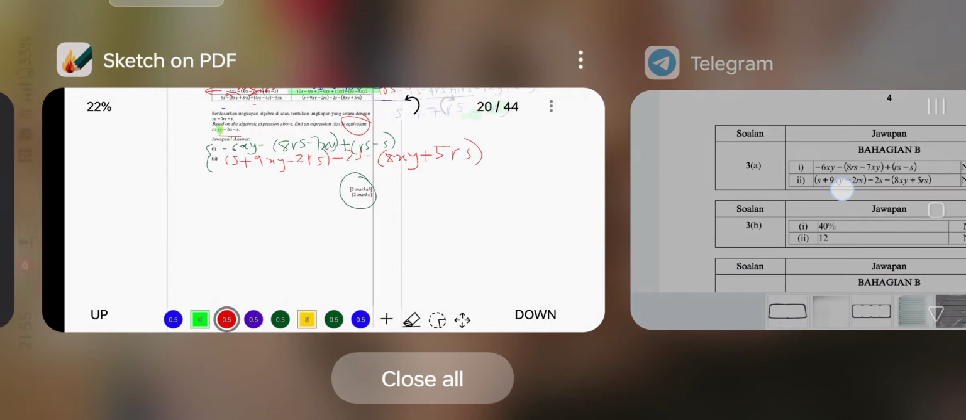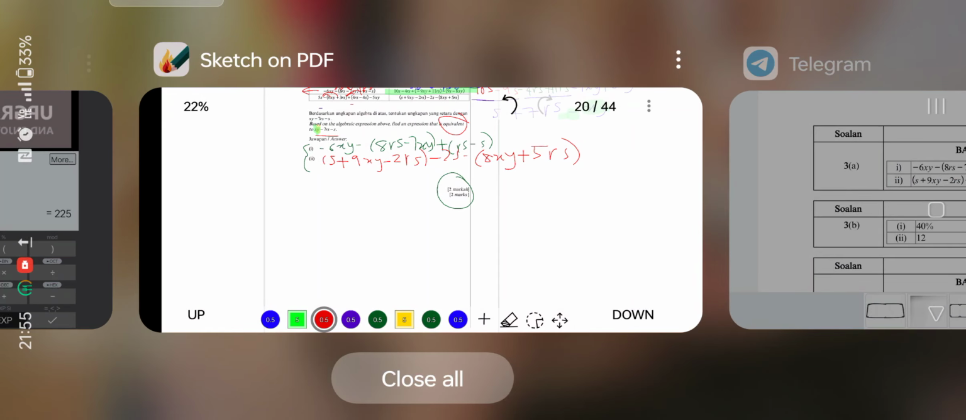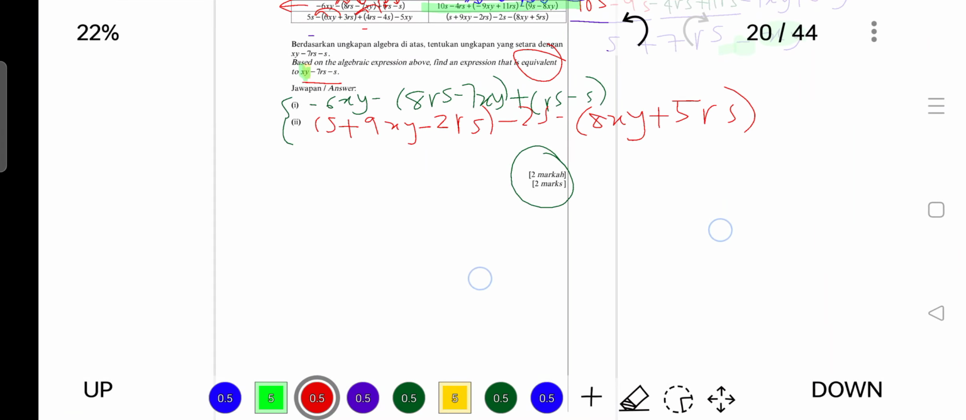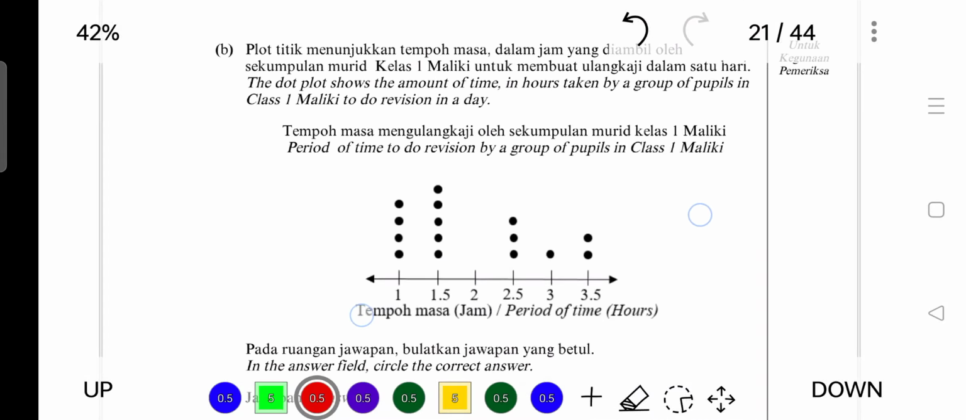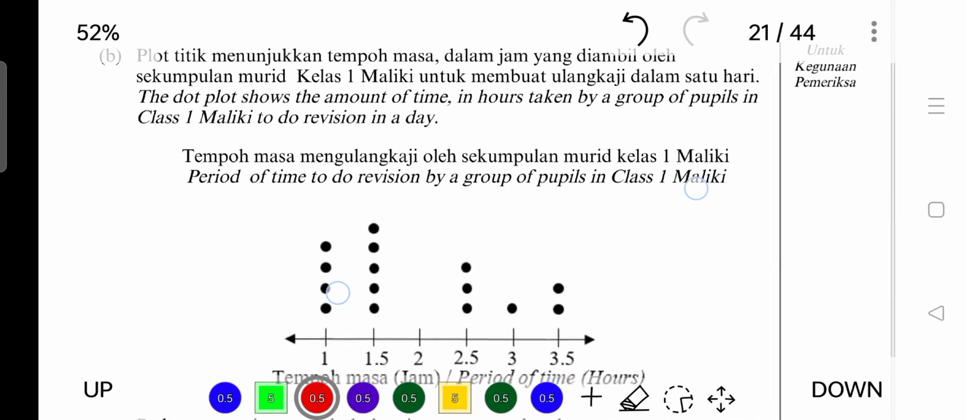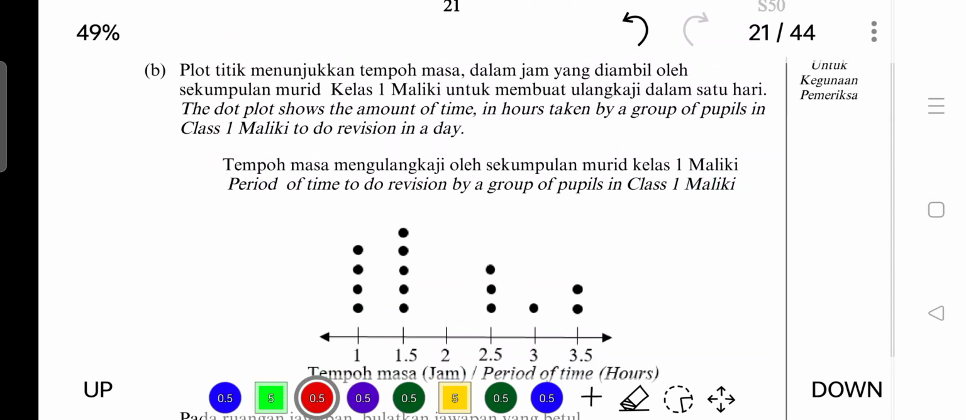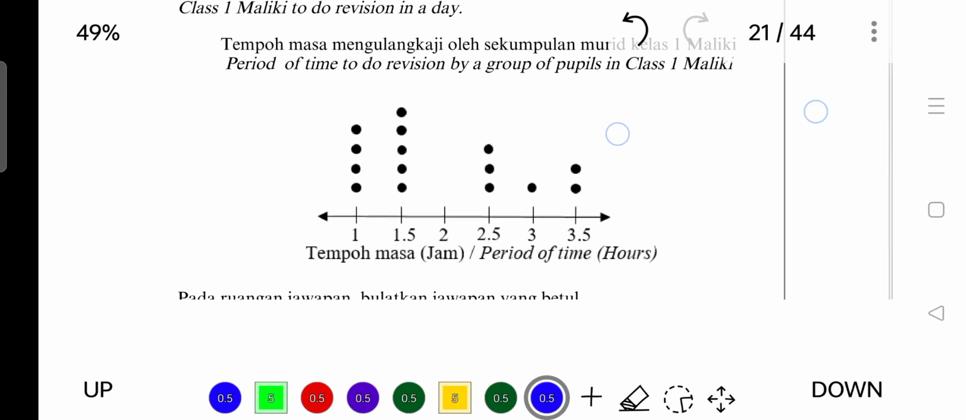Negative 6xy and s plus 9xy. All right, we're done there. Go to question B. The dot plot shows the amount of time in hours taken by a group of pupils in class 1 Maliki to do revision in a day.